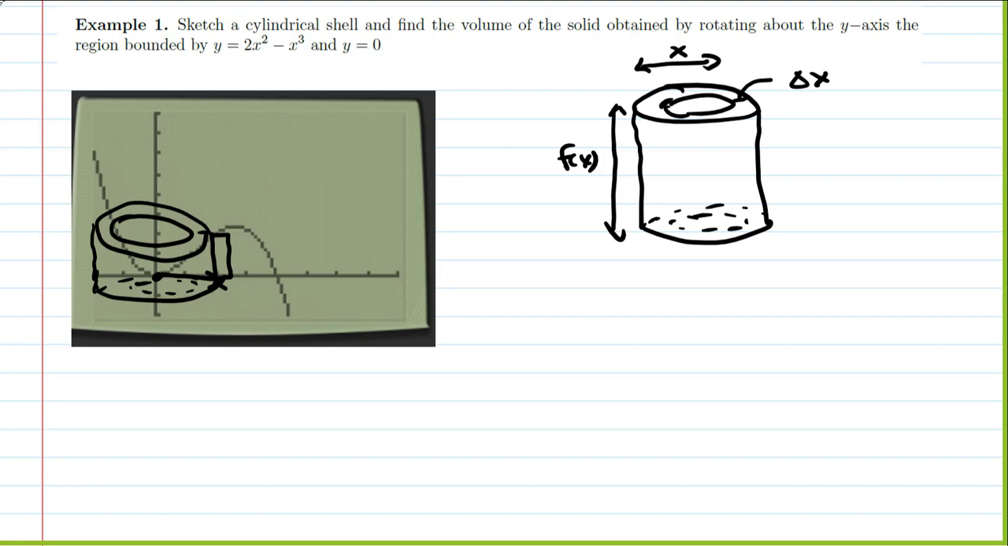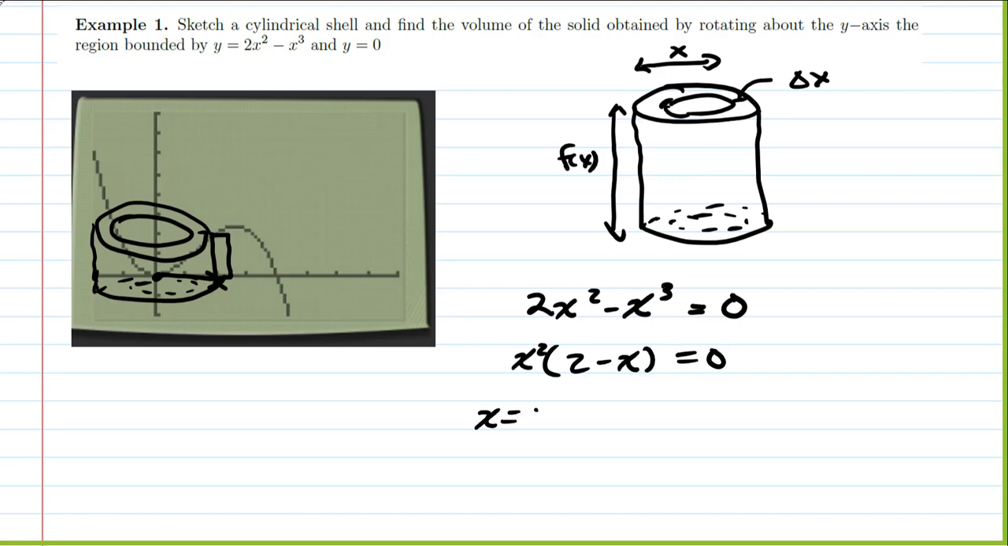All right, so now that we have our approximating rectangle and our cylindrical shell, we can find our limits of integration, and we get those by solving 2x squared minus x cubed equals 0. Using our eyeball metric here, it looks like it's going to be 2, but let's verify. So we factor out our x squared, and we get 2 minus x equals 0. So our solutions are 0 or x equals 2, as it looked from our graph. So now we want to use our formula for this.